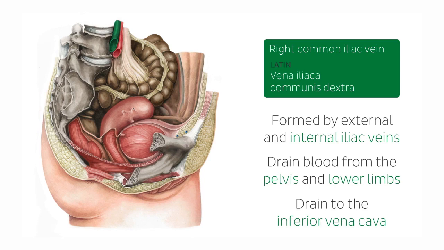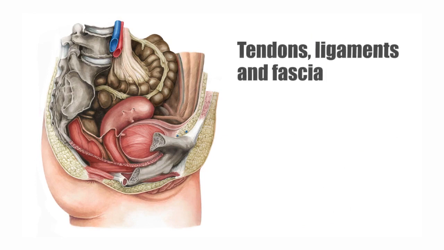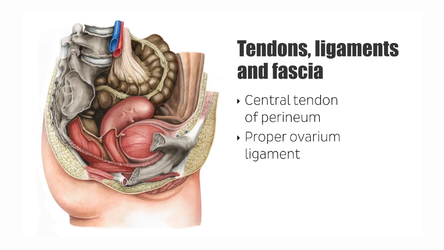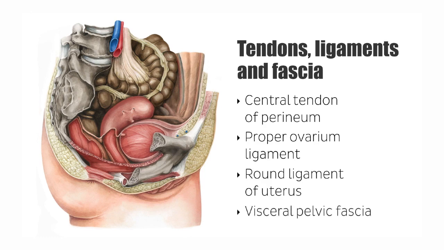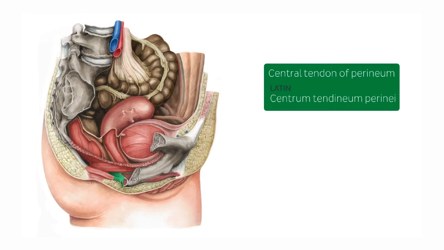Now that we covered the 2 blood vessels that we see here on this image, it is time for us to cover a few tendons, ligaments, and fascia of the female pelvis and perineum that can be seen specifically here on this image. And the list includes the central tendon of the perineum, the proper ovarian ligament, the round ligament of the uterus, and also the visceral pelvic fascia. We will start with the very first one here on our list, seen now highlighted in green. This is the central tendon of the perineum.